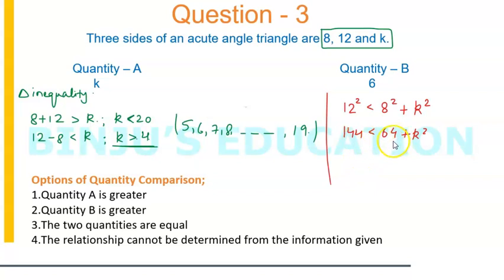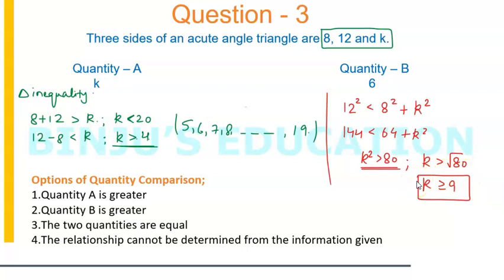or 144 minus 64 will become 80, or k square is greater than 80. Now I know that 9 square is 81. We know that 9 square is 81. If k square is greater than 80, then the value of k will basically be greater than root of 80, which means k should be greater than or equal to 9, which means k should be greater than or equal to 9.